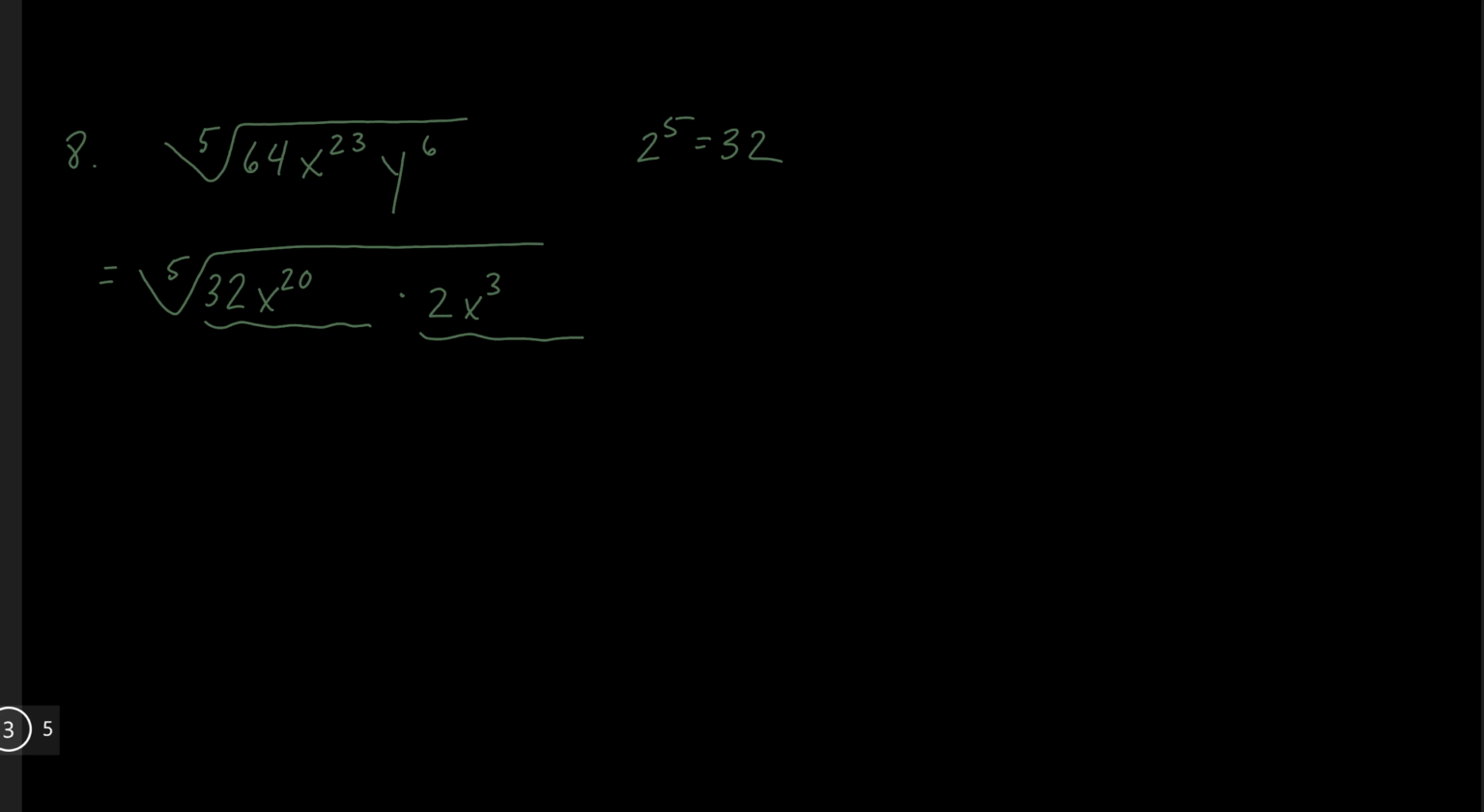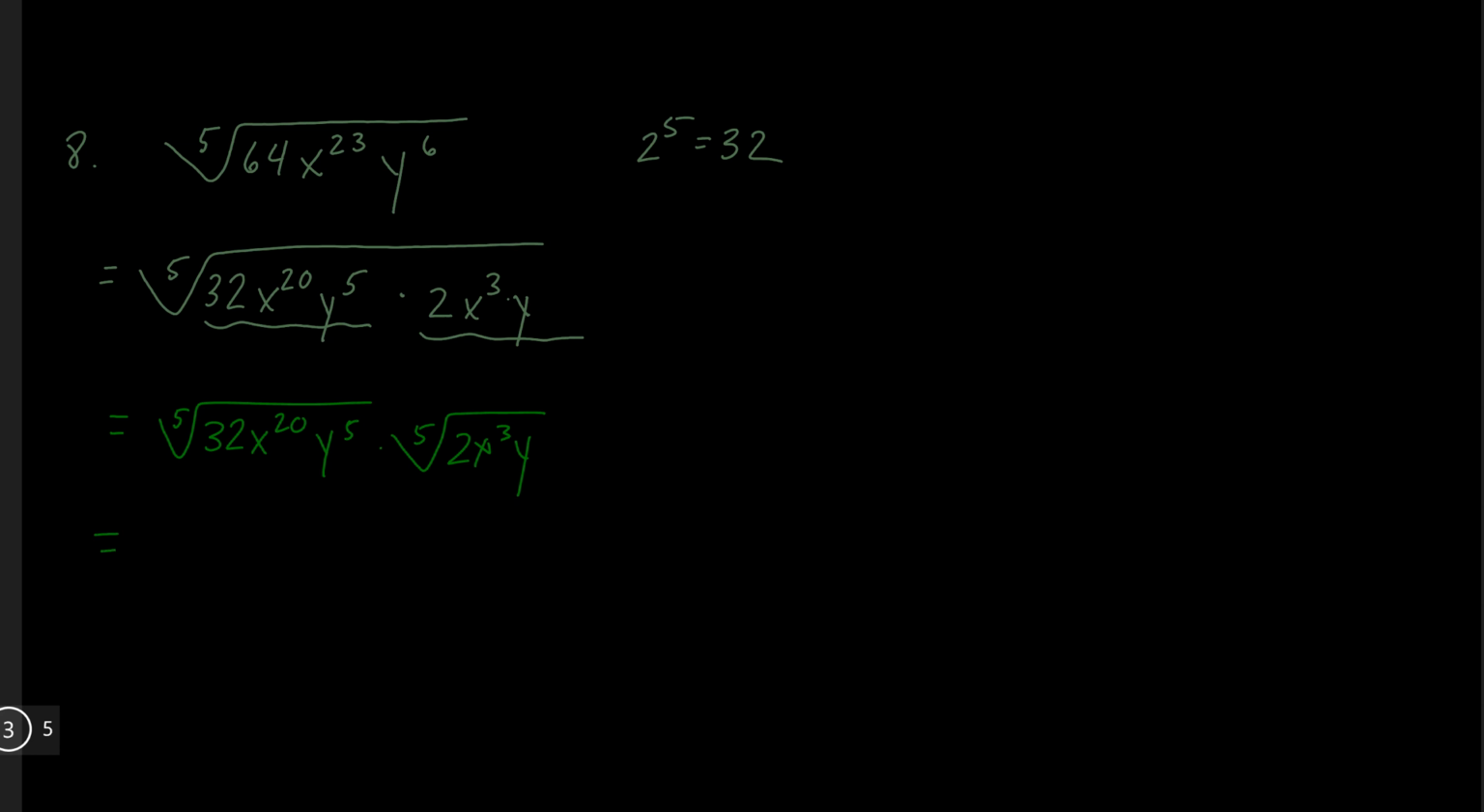In this case, y to the 6th is also not a perfect fifth. So we need to look for the next number under 6 that is divisible by the index of 5, and that would be 5. So this is y to the 5th with a remaining factor here of y. So again, we'll split this into the fifth root of 32 x to the 20th, y to the 5th, times the fifth root 2x to the 3rd times y.